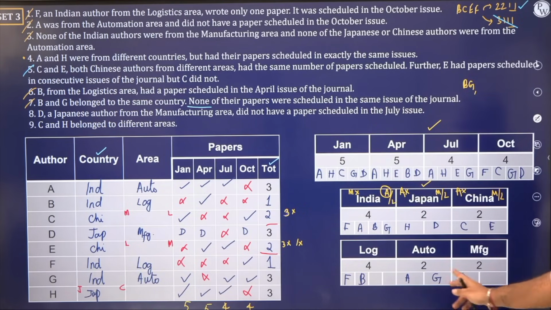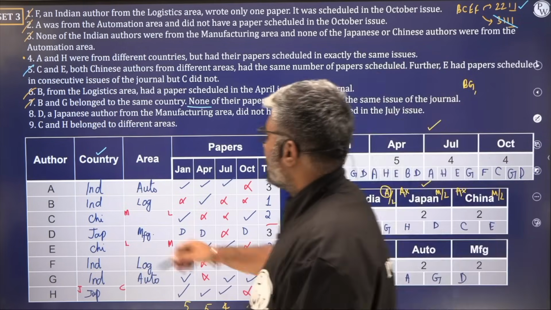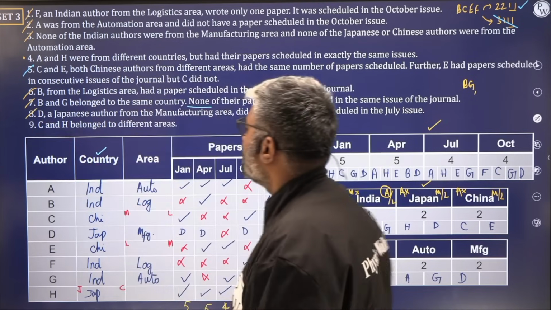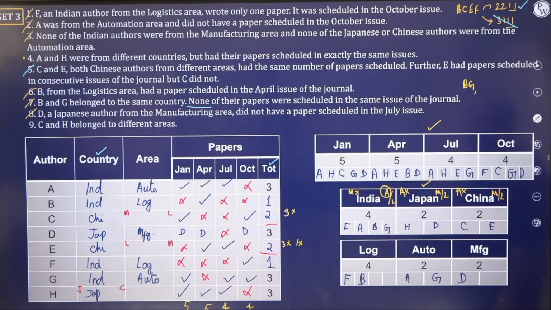We are still kind of stuck here, right? Let's move ahead, there are more clues, let's see. Done. C and H belong to different areas. Nice.